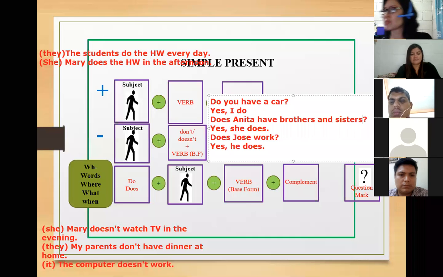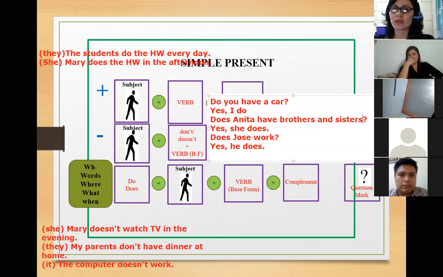Y luego, pues, viene Lisbeth Alvarado y me pregunta, ¿does Jose work? Y yo le pregunto, Jose, do you work? And he says, yes, teacher, I work. Okay, so you know what, Lisbeth Alvarado? So, yes, he does. Actually, he works. Okay? If you see, tenemos acá los elementos.